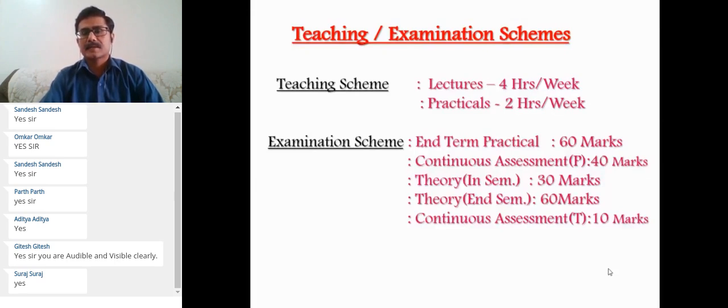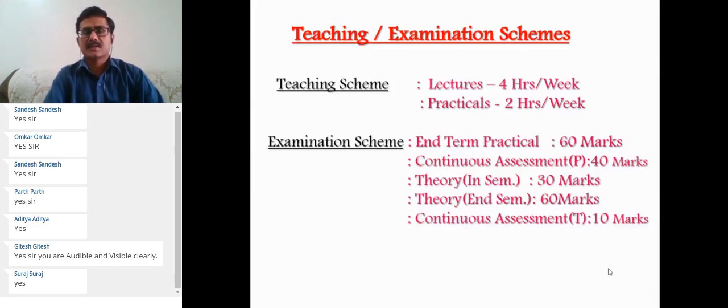So your regular attendance for the practical sessions, then the way in which you are writing your journal, the results, the conclusion, the graph that you are expressing in your own words. So that will be carried out for the assessment of 40 marks. Maybe we are having the midterm practical examination as well.